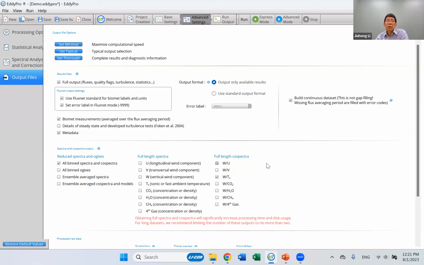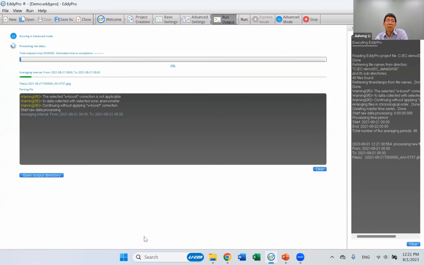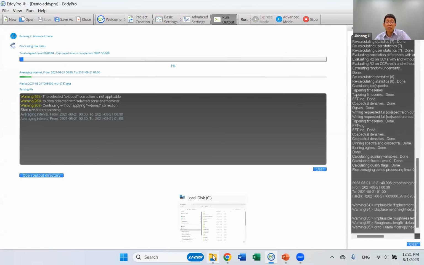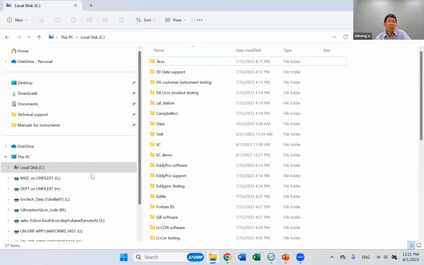Now we have all the default settings. This is also what EddyPro express mode uses. So for output, we select all. Now we can process the data. If I run process, now EddyPro is running. Okay, while it's running in the background, let's look at the output.